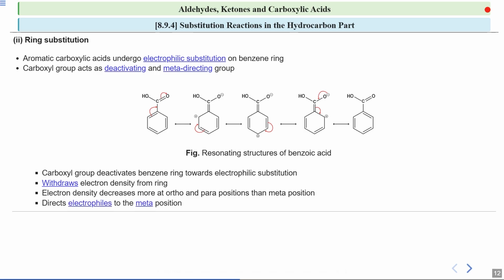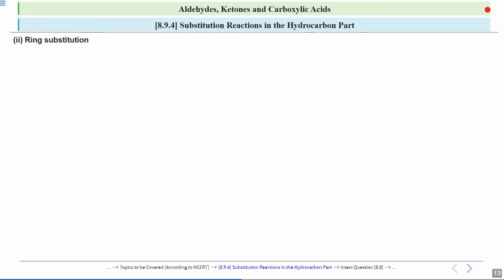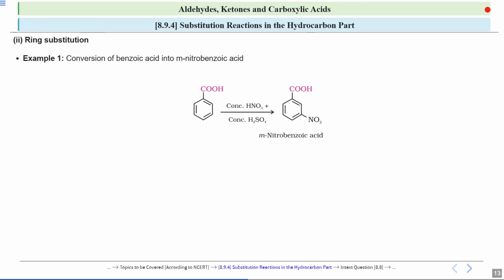So the overall result is that the electrophiles are directed to the meta position of the benzene ring. Okay, so this is an example of how the structure of a molecule determines its reactivity and the outcomes of the reactions. So what you can conclude is that the electrophiles are directed at the meta position on the benzene ring.